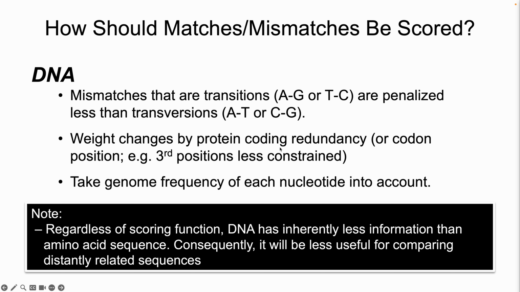We also know that, say, third positions in the codon, they code for the same amino acid. So we know they're more variable. They're more likely because a mutation in that third position doesn't affect the protein sequence. And so maybe third positions you want to weight differently, okay? You can take the genome frequency of a nucleotide into account, right? If you know you have a really GC-rich genome, you might want to make the weight of mismatches in GC lower, okay?